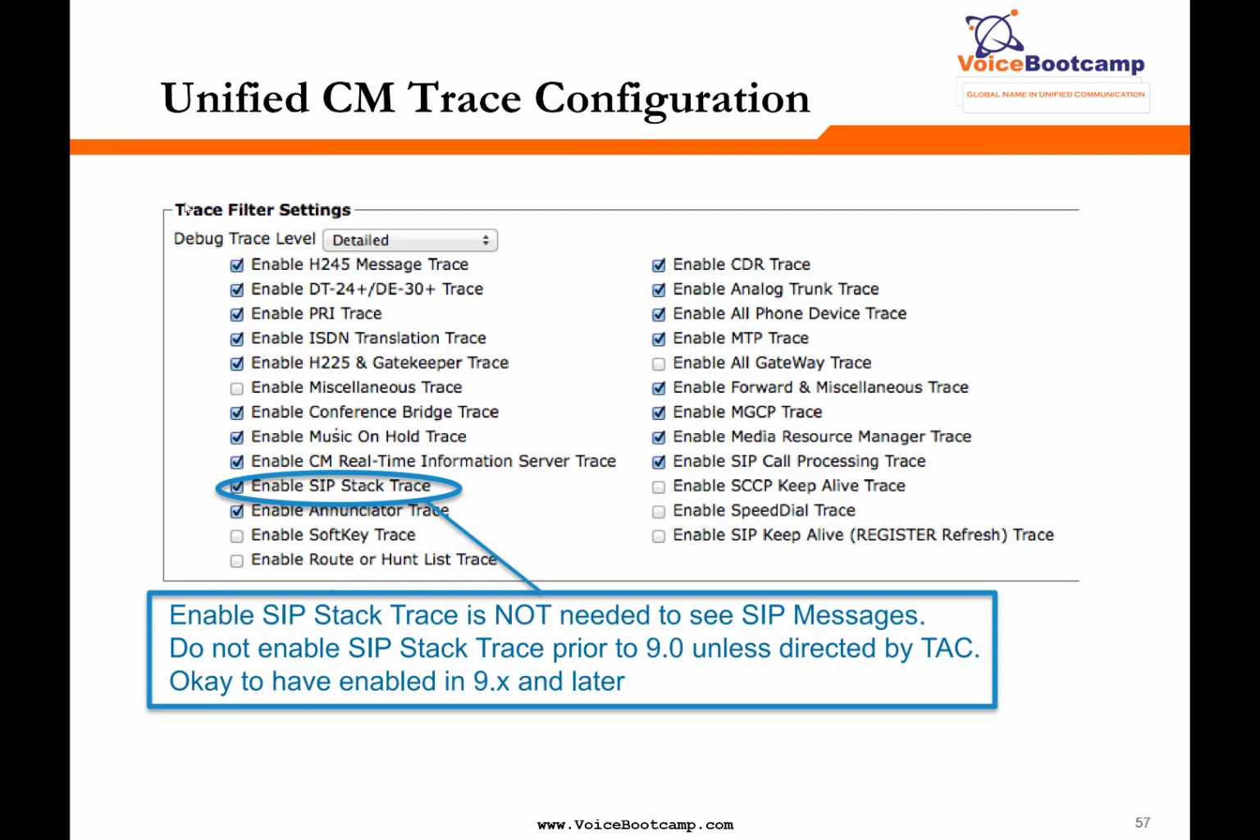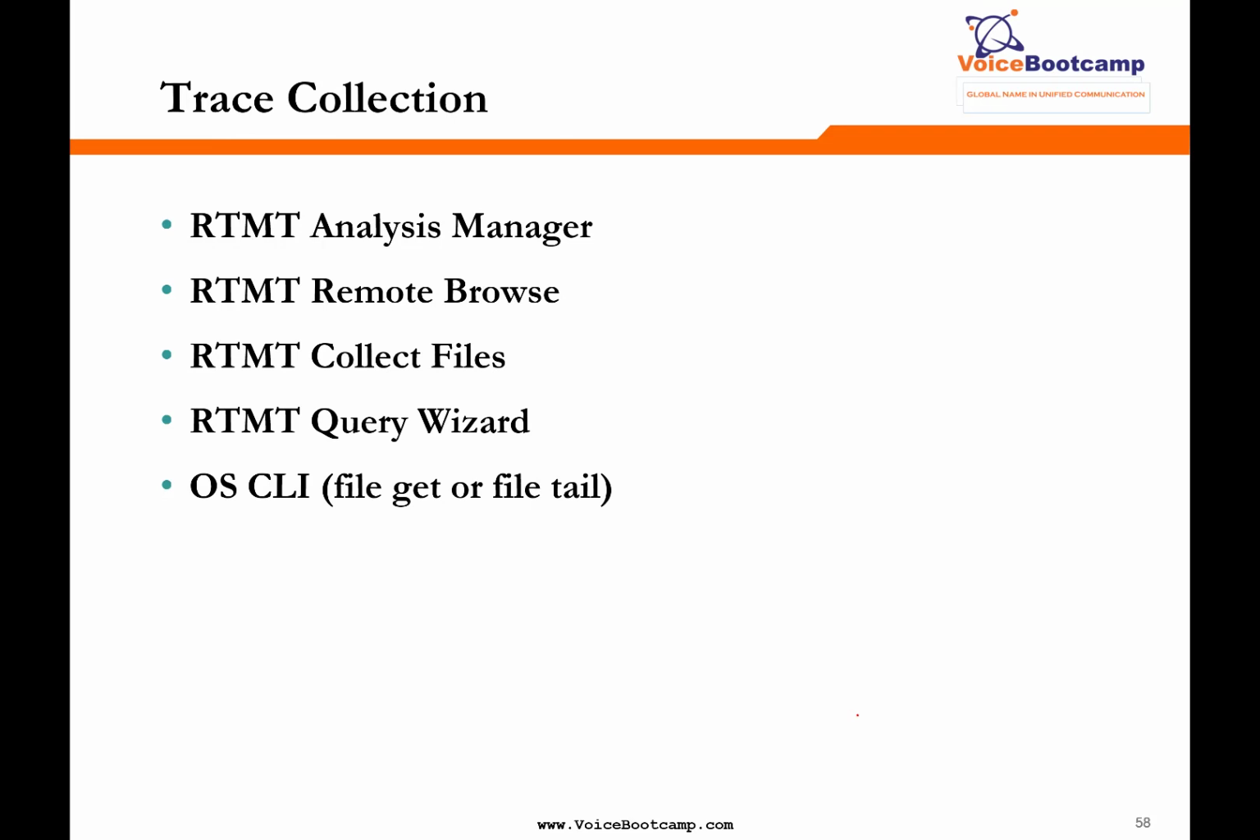So here's an example. I can enable whatever information I want to collect, but of course you don't want to collect everything because then it's going to cause a serious problem with your performance. Now, by selecting SIP stack trace, which is not really needed for SIP messages, for trace collection, you can use RTMT Analyze Manager, Remote Browser, Collect Files, Query Wizard, or CLI. Now, the most commonly recommended is called Collect Files, which allows you to monitor them offline.